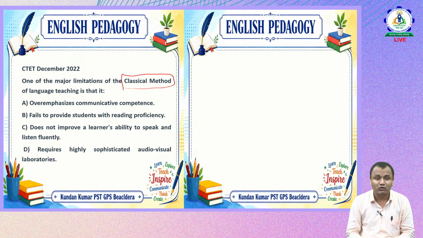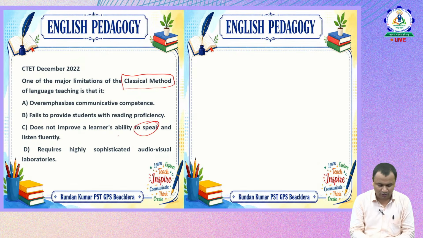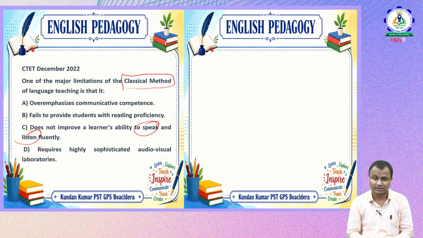It does not improve a learner's ability to speak and listen fluently. When we teach through GTM, through the classical method, what we ignore is the speaking skill, we ignore the listening skill. So it does not improve either the speaking or the listening skill. Then it requires highly sophisticated audiovisual laboratories.